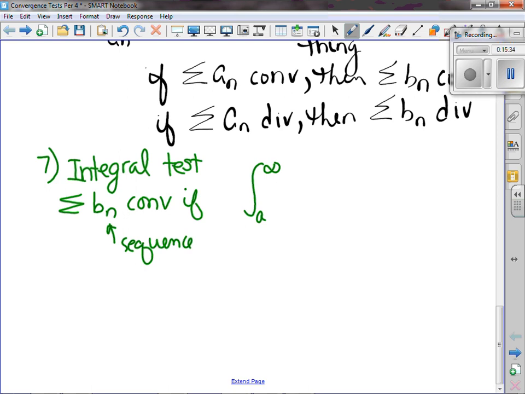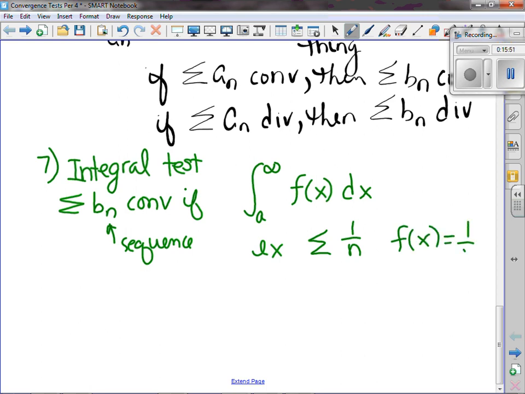B sub n is a sequence, so we'll call it f of x. B sub n can be modeled by f of x. For instance, if I have the summation of 1 over n, my f of x would be 1 over x. Well, this only works if I can find a function that's continuous. It doesn't have to be continuous, but pretty much continuous. I have to find a nice function. I don't know how to do factorials. It has to mostly be continuous.